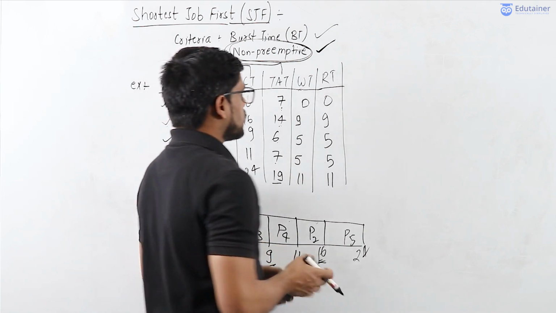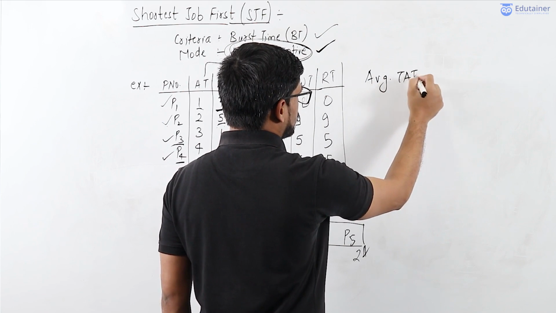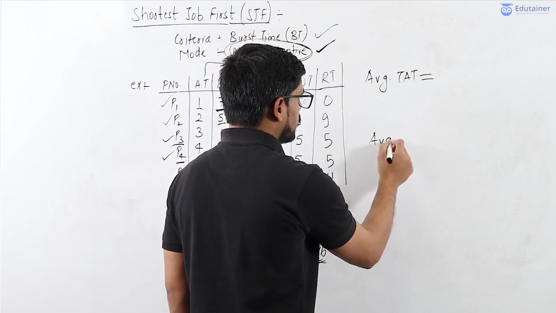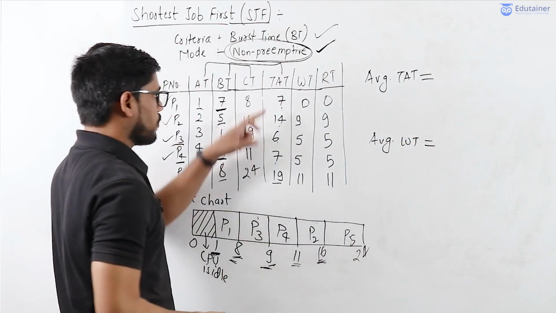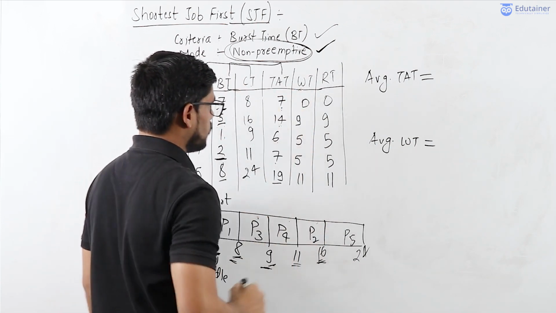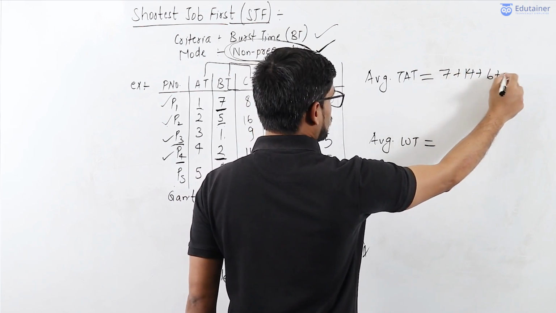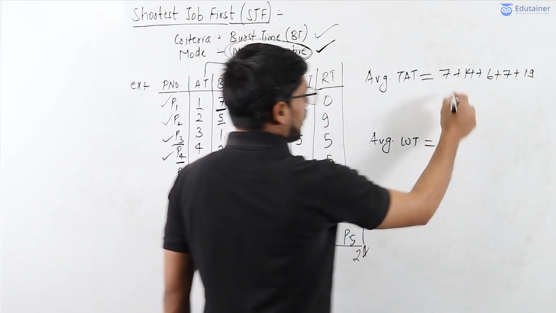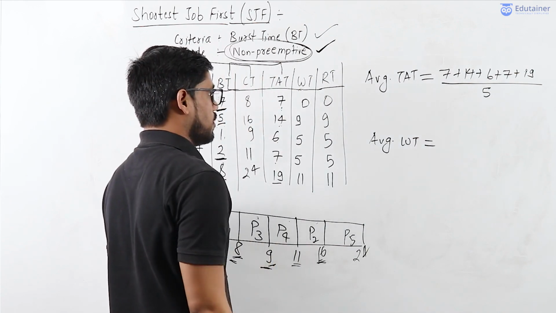Okay. Now let's find the average turnaround time, because many times average turnaround time or average waiting time are asked in the exam. So for average turnaround time, add all the numbers in the turnaround time column: 7 plus 14 plus 6 plus 7 plus 19, and divide it by 5. So you will get the average turnaround time.